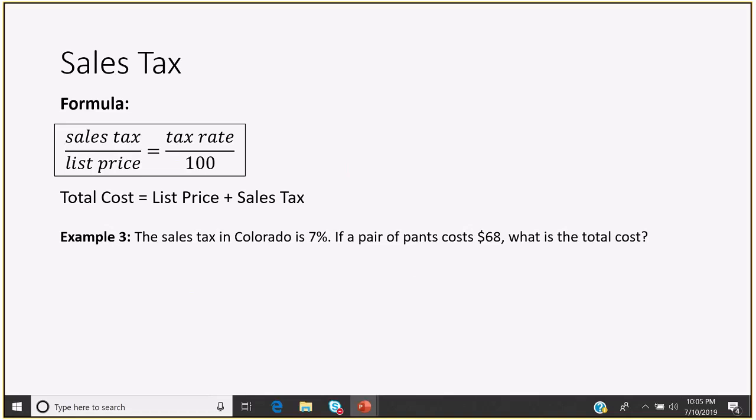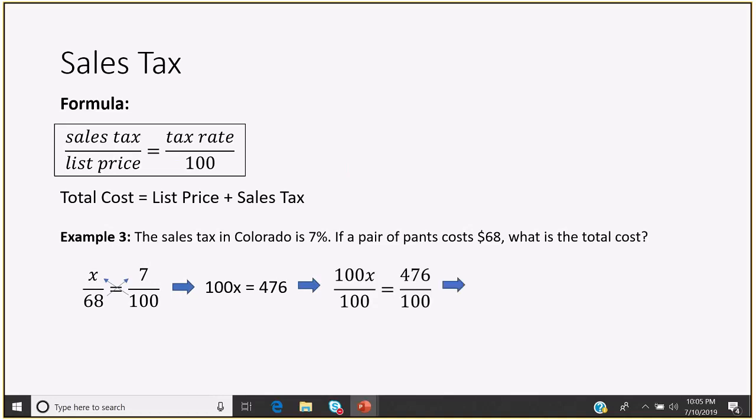Well, go ahead and set up a proportion. List price is 68, tax rate is 7. Cross multiply, I get 100x is equal to 476, divide by 100, I get x is equal to $4.76.